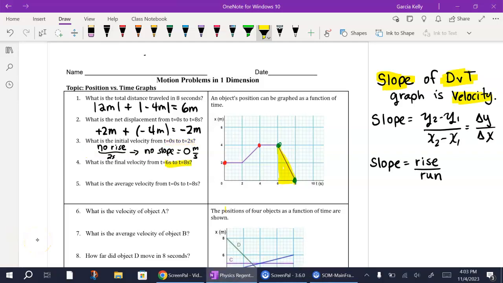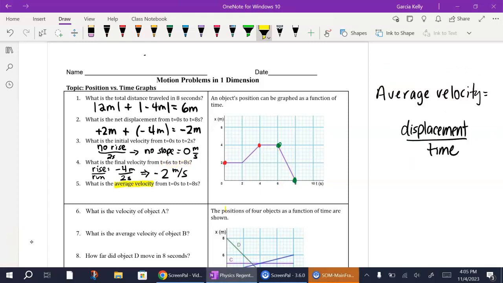From 6 seconds to 8 seconds, it looks like my graph went down a position of 4 and over 2 spots from 6 to 8. So I rose negative 4 and my run was 2 seconds. So that my slope is negative 2 meters per second.